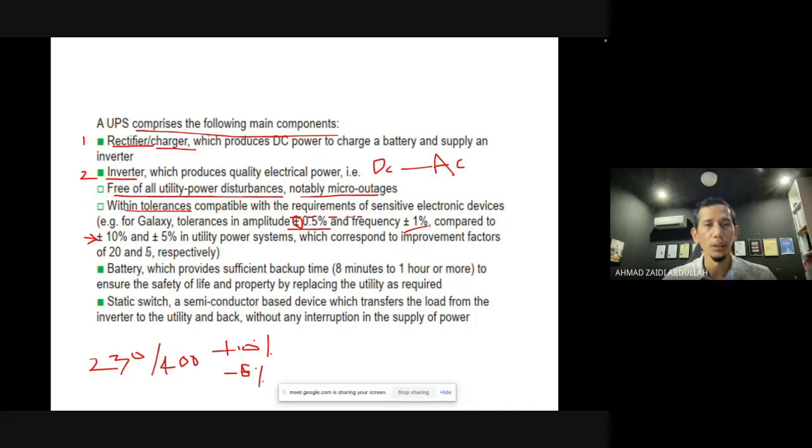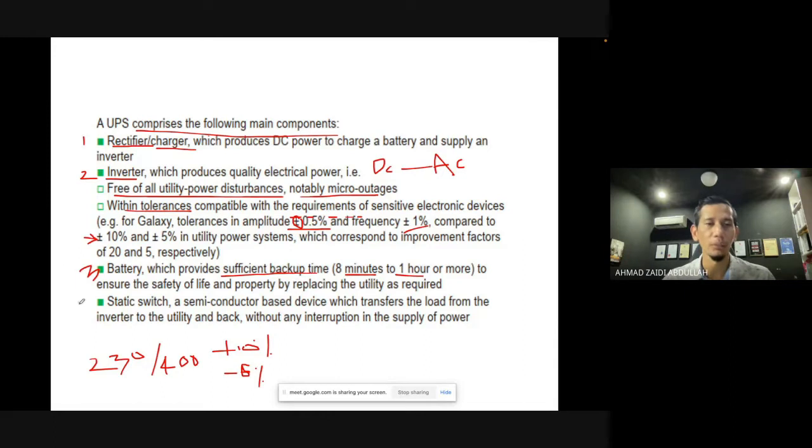Okay. And then number 3 we have a battery, which provides sufficient backup. Normally 8 minutes to 1 hour only, the basic one. If you want a long backup time from the UPS, you need to have several batteries.